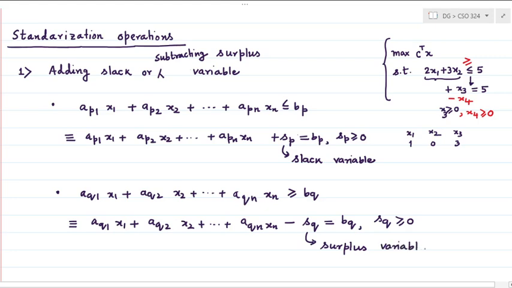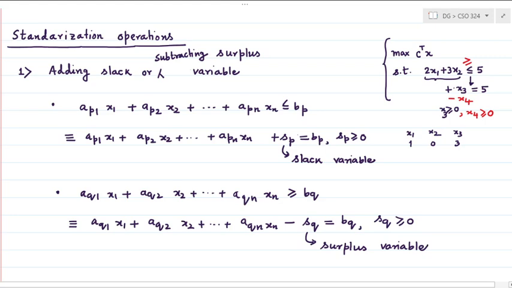So just by adding a slack variable or subtracting a surplus variable, you will be able to convert one inequality restriction to an equality restriction, which you require in the standard form. In the standard form, all the restrictions are to be in the equality form. Fine. You may have some possibilities of the variables here, this 2x1 plus 3x2.